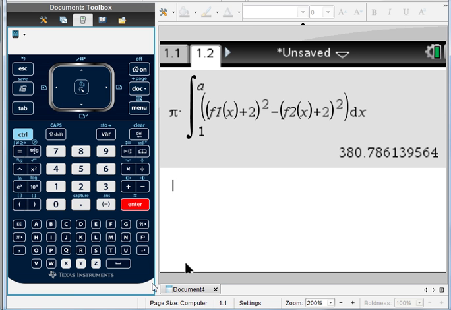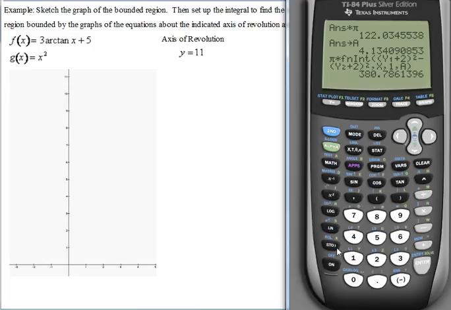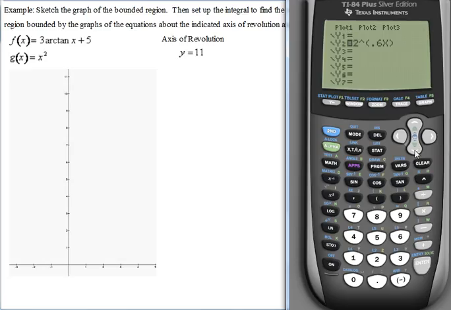All right, let's look at one more problem with the calculator. So on this one, let's go ahead and again use the 84 first. Let's go ahead and put these in. So clear these out. So it'd be 3 arctangent of x, and then plus 5, and then x squared. And let's change our window size. Let's make the x minimum -3, x maximum 5, y minimum -1, y maximum 11.